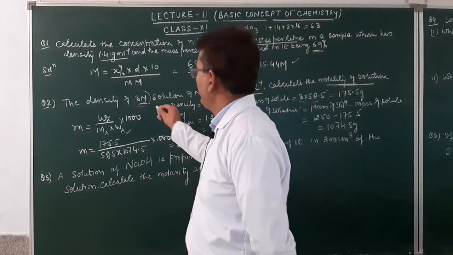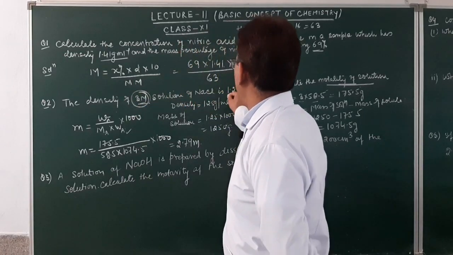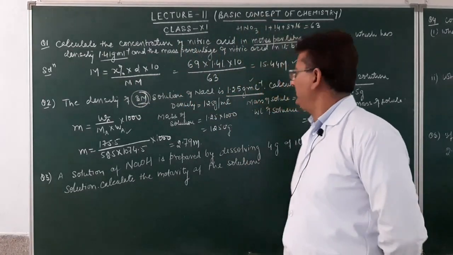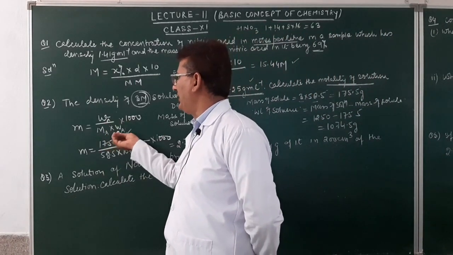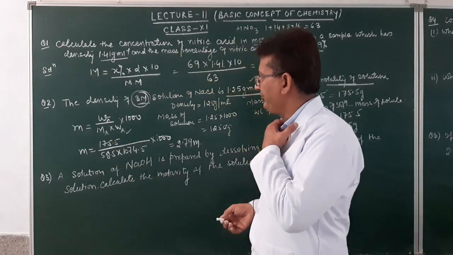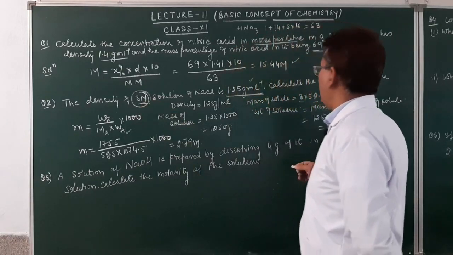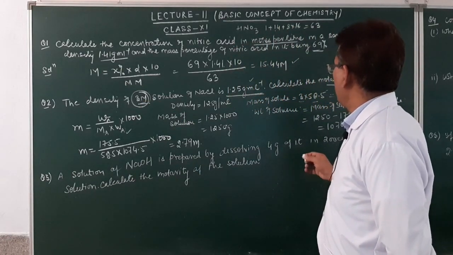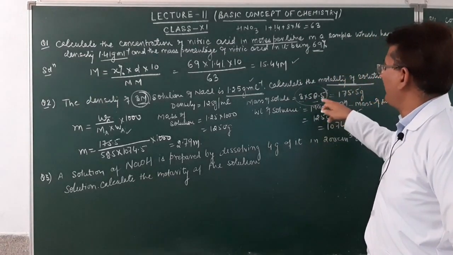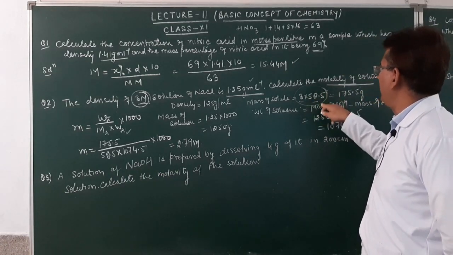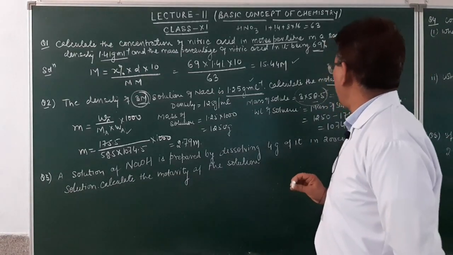What was given in the question? The molarity of the solution was 3 molar. The density of the solution was 1.25 gram per ml. We have to find out the molality. Molality is given mass upon molecular mass into weight of solvent multiplied by 1000. What is the given mass? It is given over here as a 3 molar solution, so 3 moles per liter of the solution. What is the molecular mass of NaCl? 58.5. So 3 into 58.5 comes out to be equal to 175.5 gram.